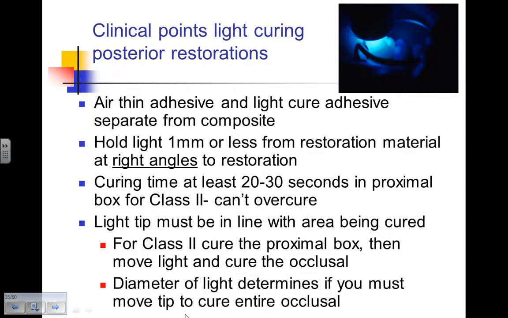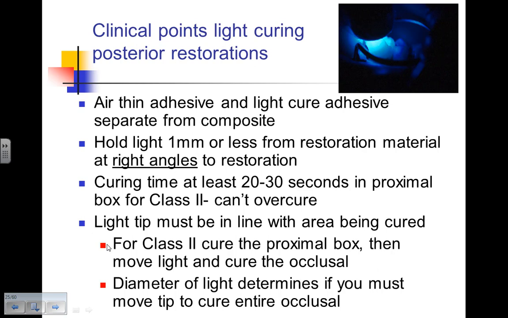Critical points when curing posterior composites. It's important that we air thin the adhesive and light cure the adhesive separate than the composite. We want to hold the light 1 millimeter or less from the restorative material and at right angles to the restoration. For a premolar, the light diameter is compatible with light curing, but for molars you may need to overlap the light. Curing time of at least 20 to 30 seconds in the proximal box for the class 2. You can't overcure. The light tip must be in line with the area being cured.